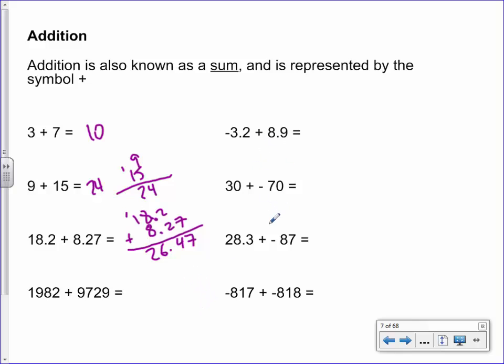What happens if I throw some negatives in? What if it's a negative and a positive? How does that work?